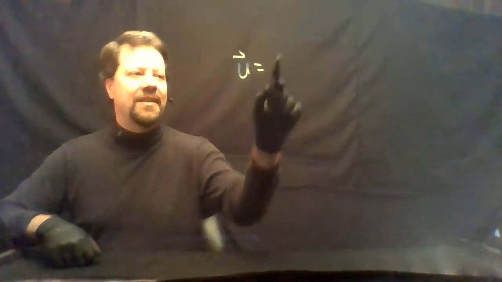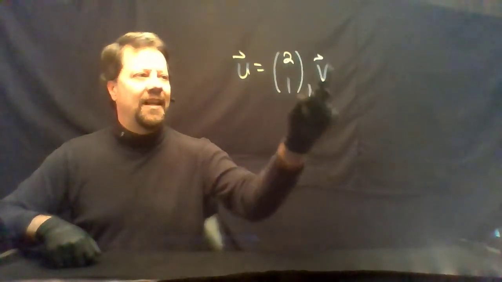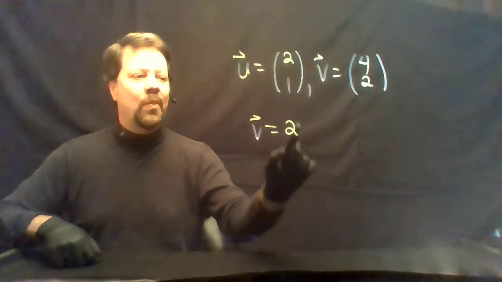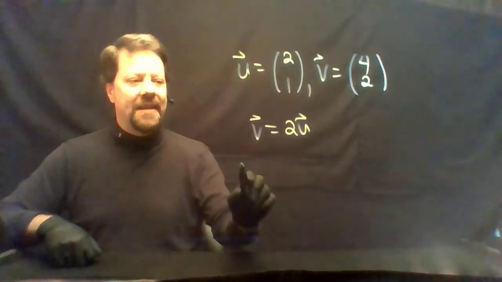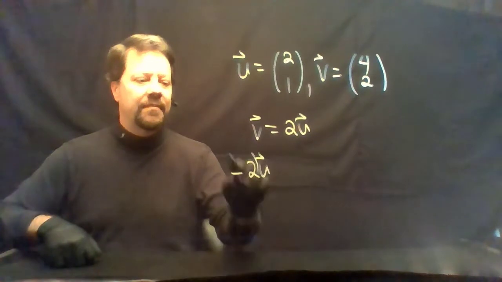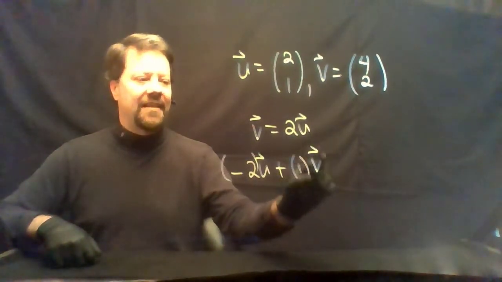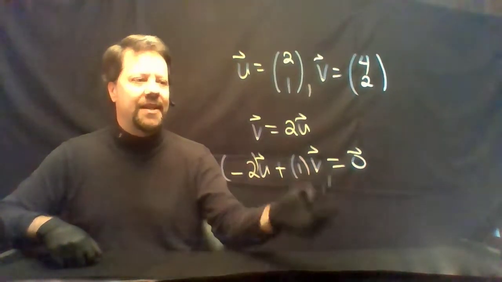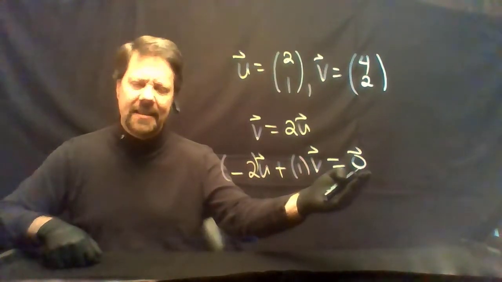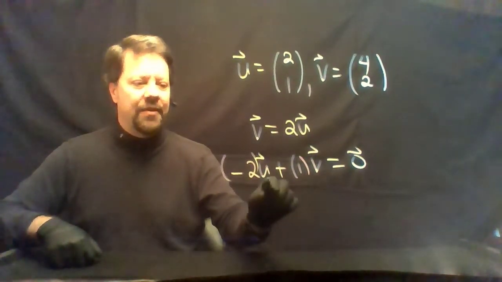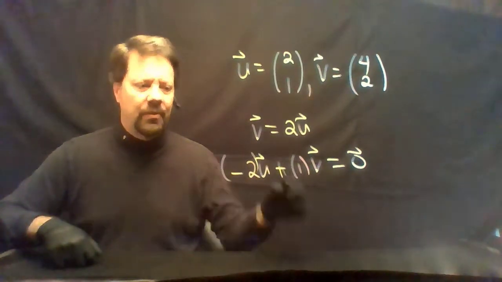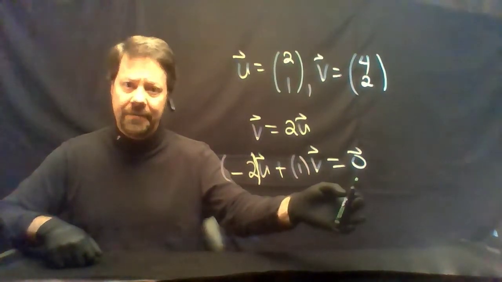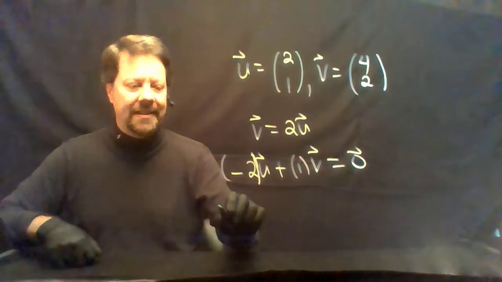Let's suppose u is the vector (2, 1), and v is the vector (4, 2). Clearly, v is twice u. This means that negative 2u plus 1v is equal to the zero vector. We have a linear combination of these parallel vectors that adds up to the zero vector. If u and v were not parallel, would it be possible to have a non-trivial linear combination that gives you the zero vector? Consider the following example.